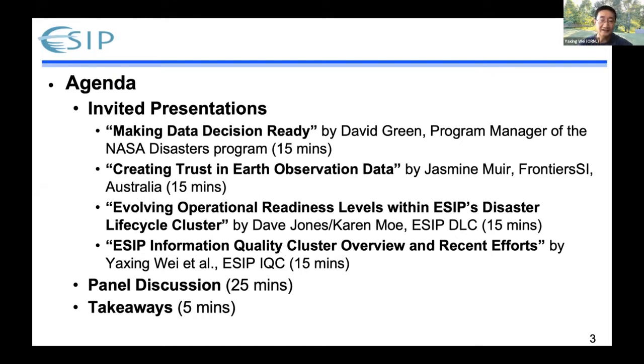Then followed by an invited presentation involving operational readiness levels within ECIP's disaster lifecycle cluster, given by Dave Jones and Karen Moe, who are leading the disasters lifecycle cluster. And in the last, I'm going to give a very brief introduction to the ECIP Information Quality Cluster and the recent efforts. Each presentation will be about 10 to 12 minutes, followed by 3 minutes or so to address one or two quick questions. Feel free to put your questions and comments into either the Zoom chat window or verbally bring them up after each presentation. Please raise your hand so we know you have a question.